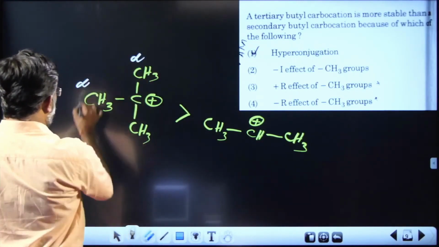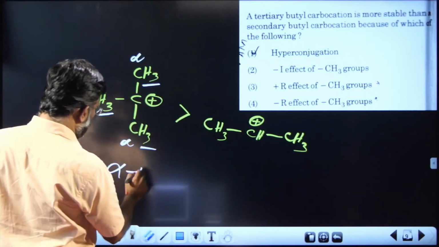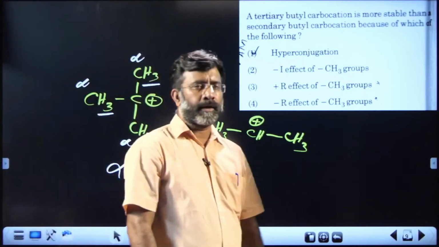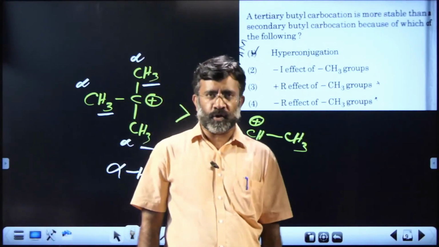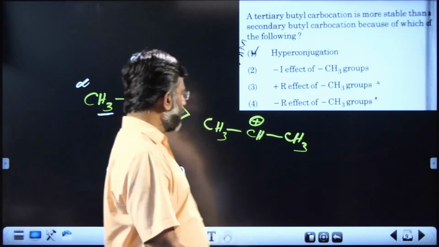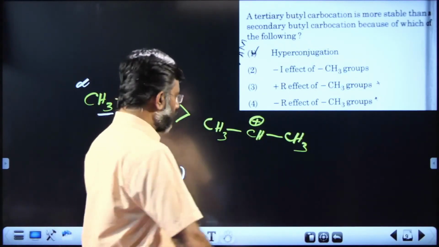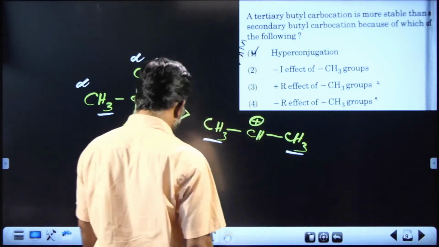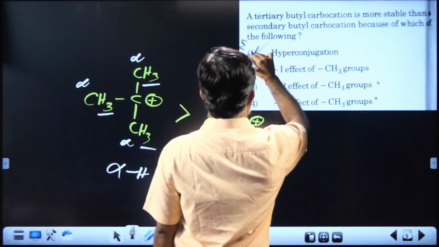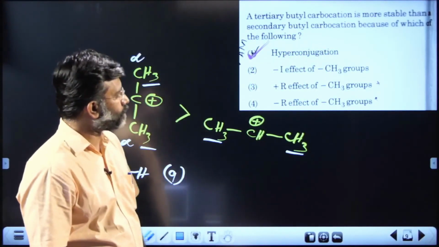This is alpha carbon, alpha carbon, alpha carbon. The number of alpha hydrogen here is 9, and it is mostly contributing to the hyperconjugative structures. The stability of carbocation can be explained by hyperconjugation and it gives 9 hyperconjugative structures, while this example will give you 6 hyperconjugative structures, 3 from here and 3 from here. And the stability of carbocation can be accounted for by hyperconjugation. First choice is the correct answer.